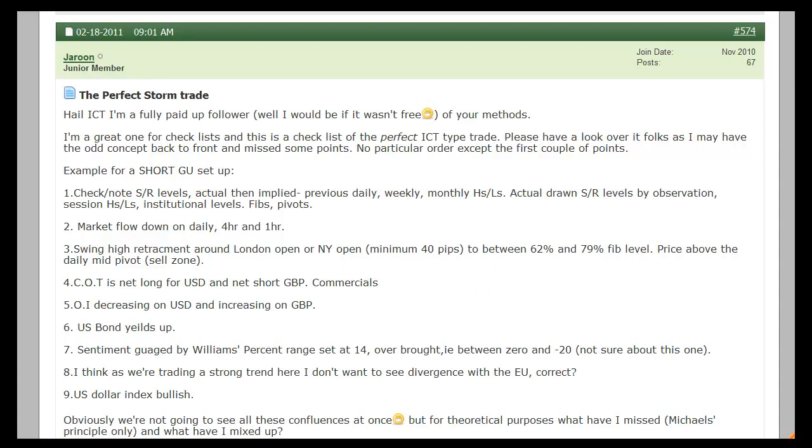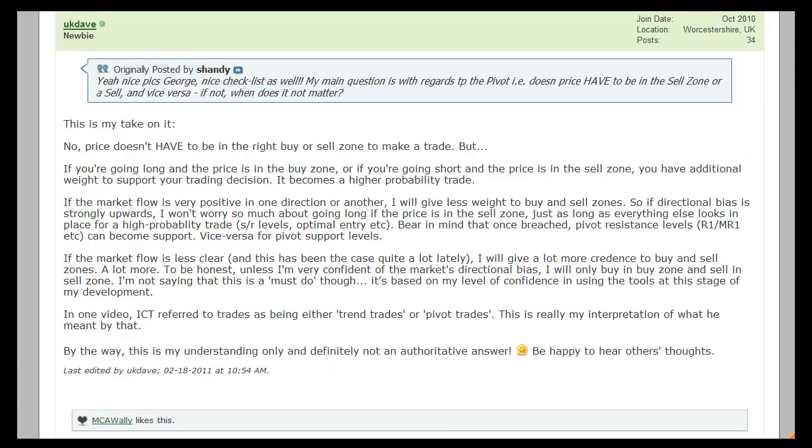Okay, UK Dave. You've nailed it down perfectly. I classify my trades into two types of categories. It's trend trade, where you're trading in line with market flow and trend, if you want to call it that. And while they still require the same tools and maybe same concepts and techniques as a pivot zone trade, that is based on simply, are we buying in the buy zone or selling in the sell zone, and then trading usually from one pivot to the next. That's a pivot zone trade.